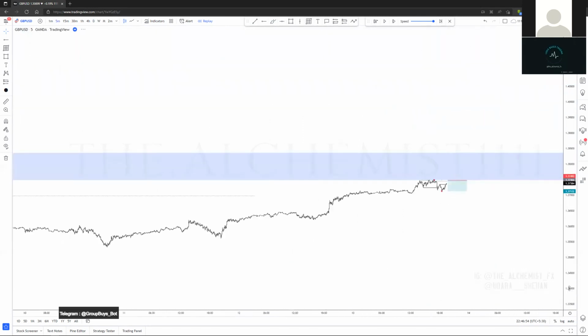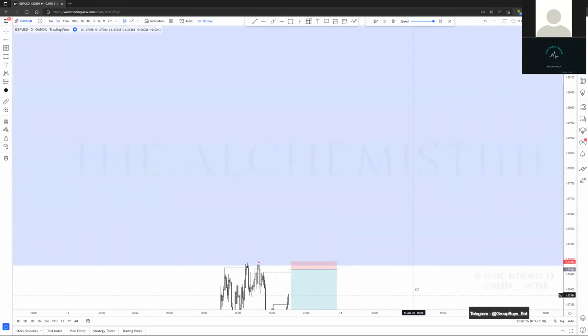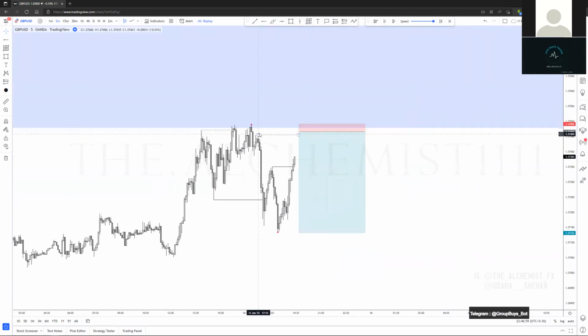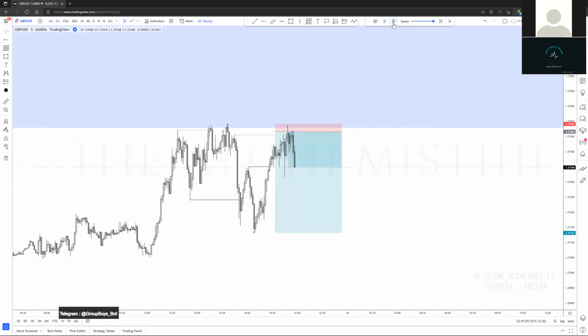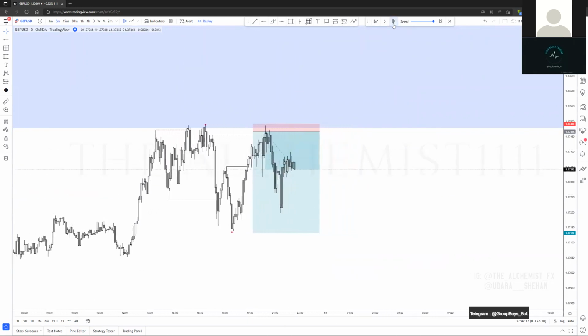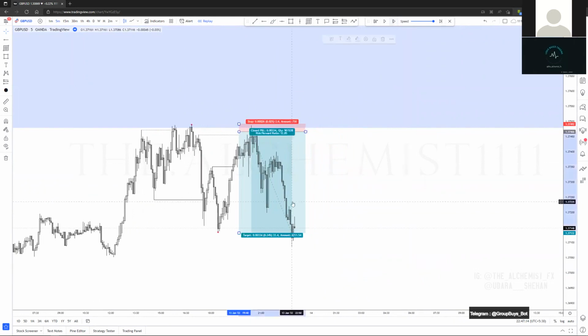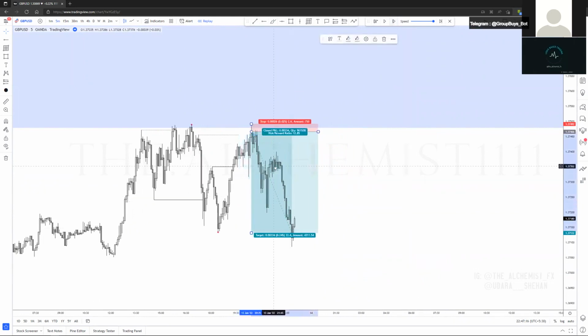Okay, we have this strong high on the H1, internal range liquidity on the 5-minute, and everything is coming from the weekly point of interest. So which means our targets will be longer. So let's see. There we go. Tapped, and then comes the drop. So now what you do is you take your partials.